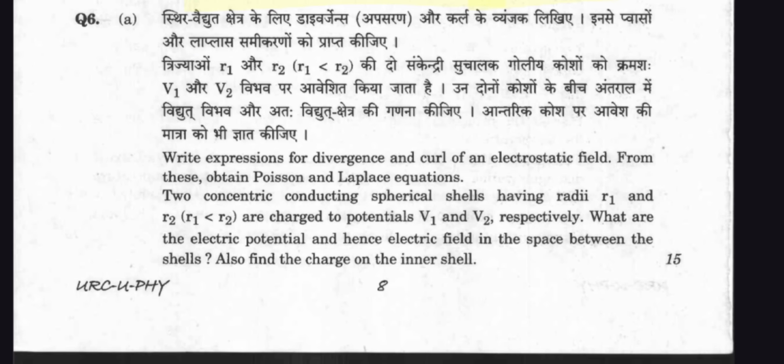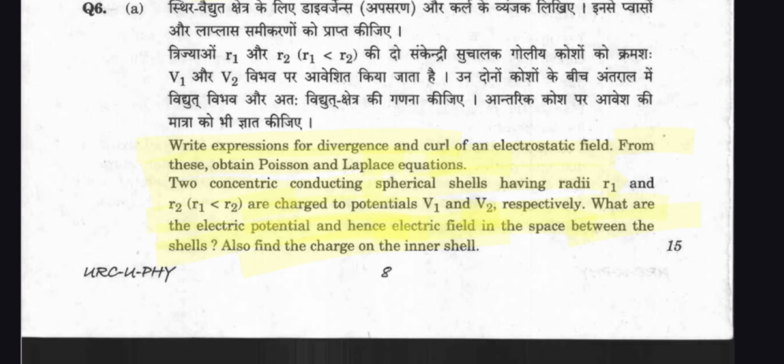Question number 6 is here. Write the expression for divergence and curl of an electrostatic field, and obtain the Poisson and Laplace equations. So find the Laplace equation and Poisson equation. Two concentric conducting spherical shells having radii r1 and r2, r1 is less than r2, are charged to potentials V1 and V2 respectively. Find the electric potential and hence the electric field in the space between the shells. Also find the charge on the inner shell.